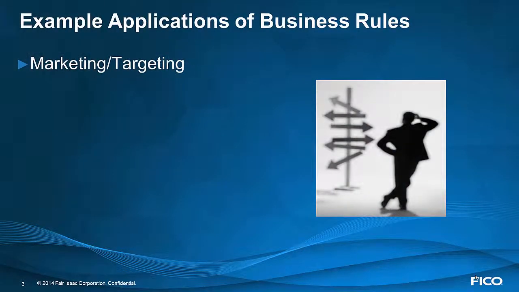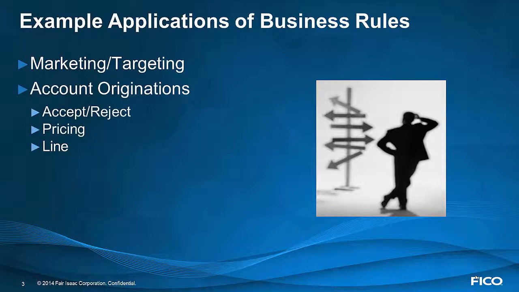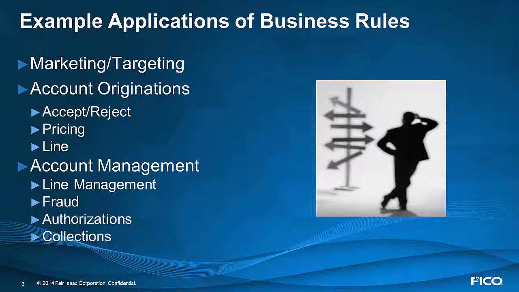Some example applications include targeting prospects with the right offer. In account originations, you may have decisions such as who to accept versus reject, what line or pricing, other terms that you might want to offer them. Once the account's on the books, you'll need to do things like manage credit line, assess fraud, or otherwise determine whether or not to approve a transaction and authorization. And if the account goes delinquent, what's the most appropriate collection action to effectively collect the payment on the account.